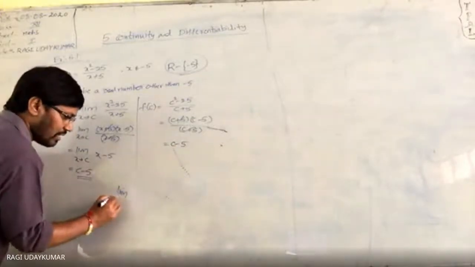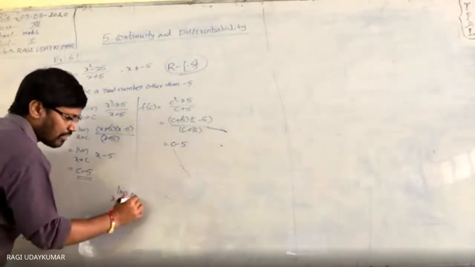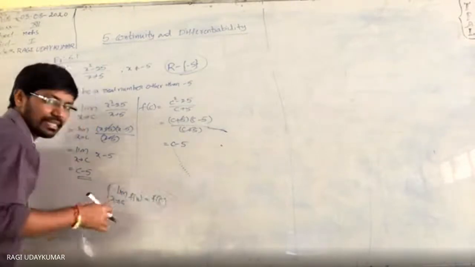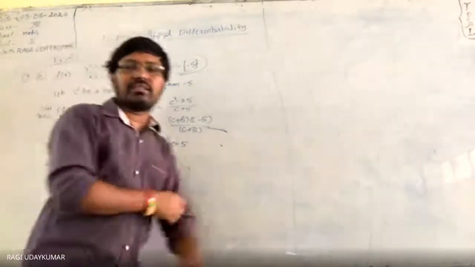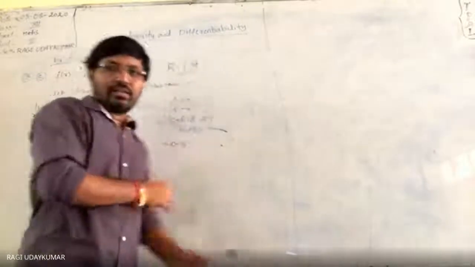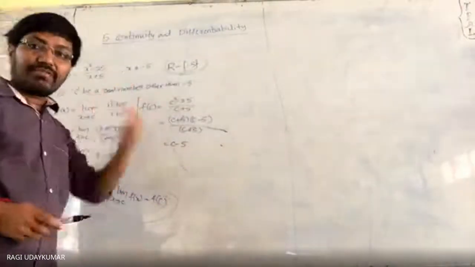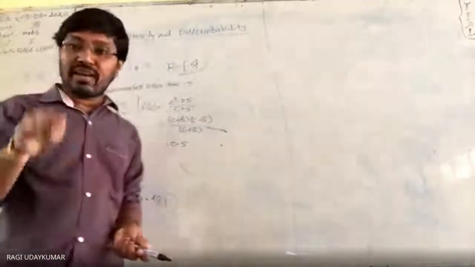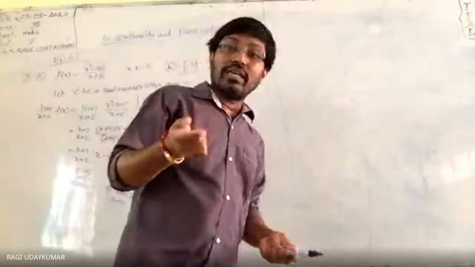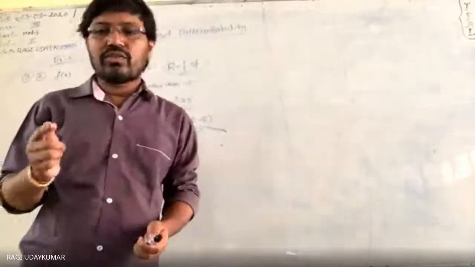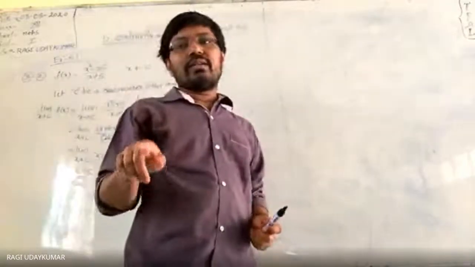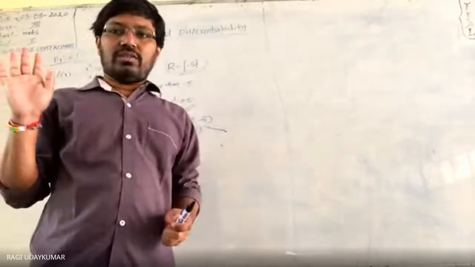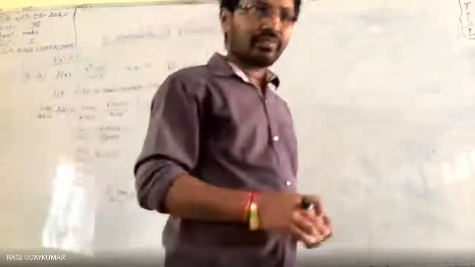Therefore you can say that limit x tends to c of f of x is equal to f of c. Then you can say that the function is continuous at every point in its domain. The domain does not have -5. So in the domain it is continuous, and since in the domain it is continuous, this function is continuous at every point. So did you understand?